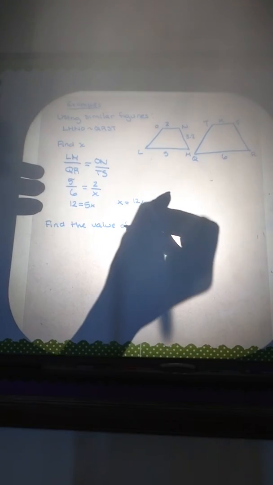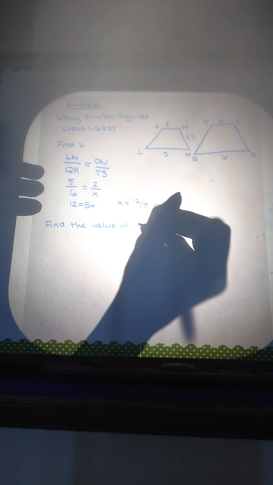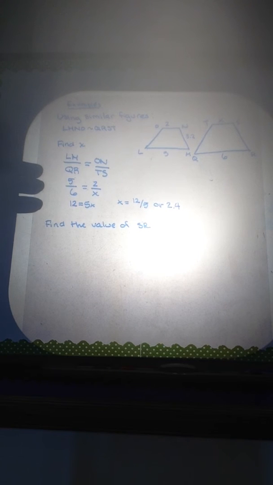It's okay to get a fraction. You can also write it as a decimal if you'd like. You'll get a 2.4. So you can say 12 over 5 or 2.4. Either of these is an acceptable answer. Okay, so we have 12 over 5 or 2.4 as our result.